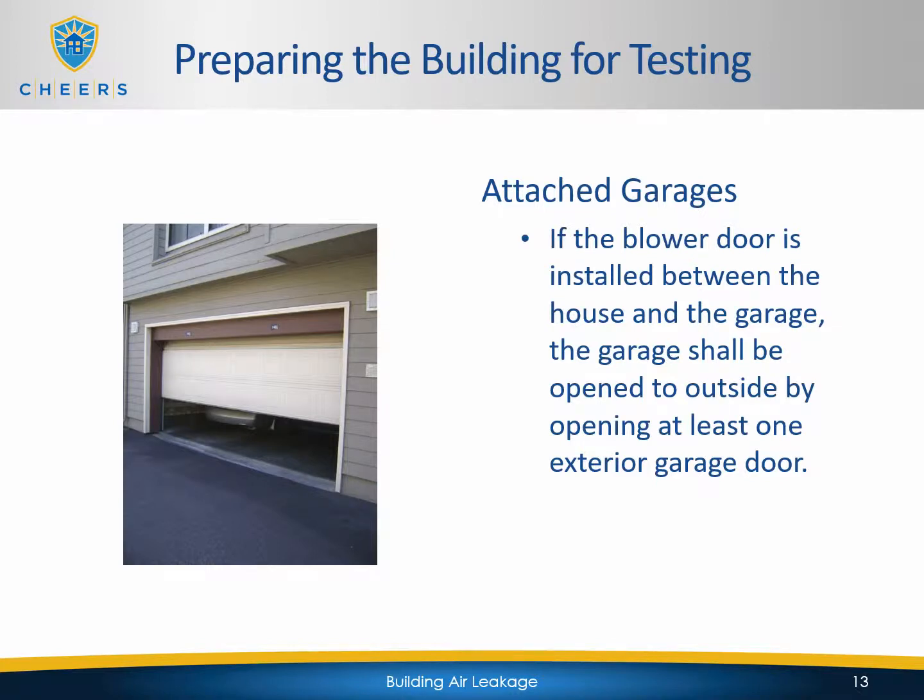In attached garages, if the blower door is installed between the house and the garage, meaning that you're installing the blower door on the door that separates the house from the inside of the garage, then the garage shall be opened to the outside by opening at least one exterior garage door. So if you're installing the blower door at the separating door between the house and the garage, either the main garage door or a side garage door has to be open within the actual garage for the test to take place.